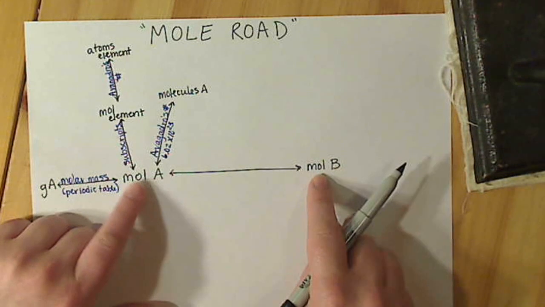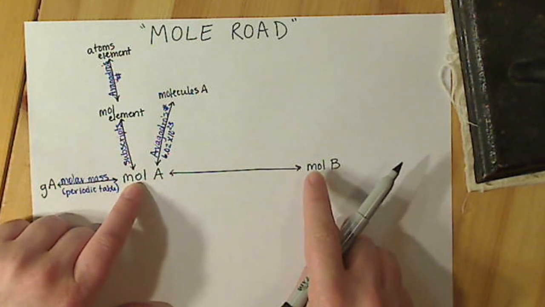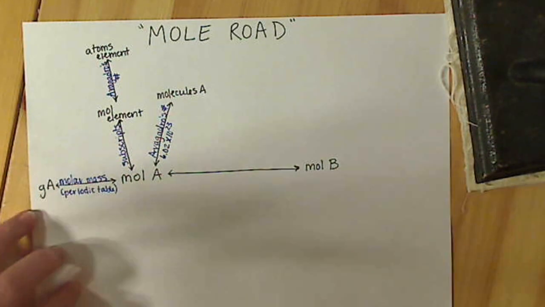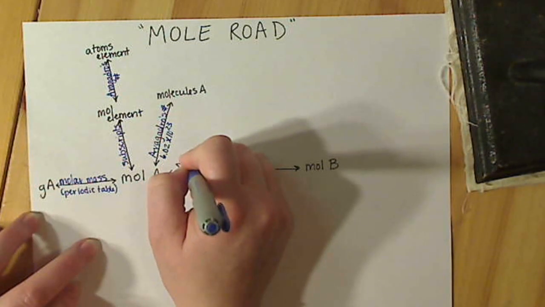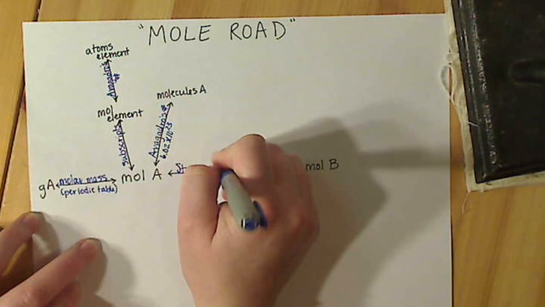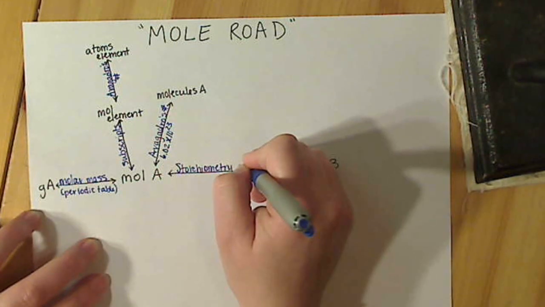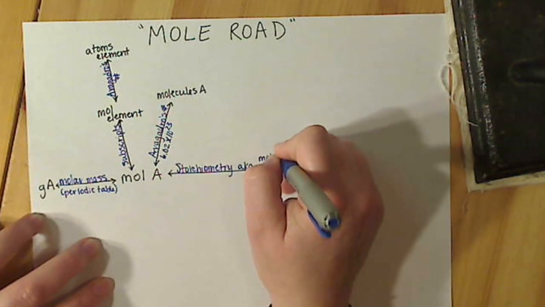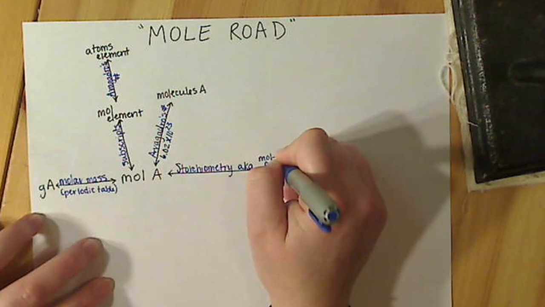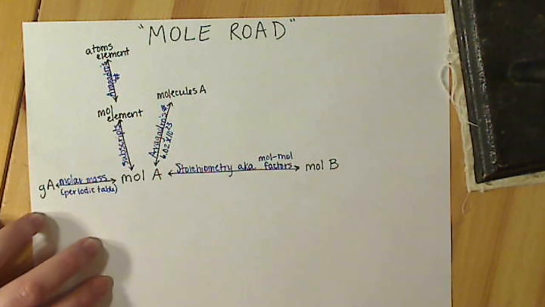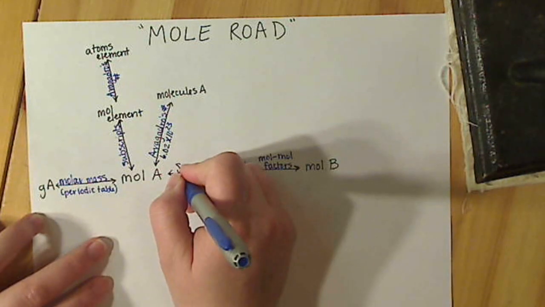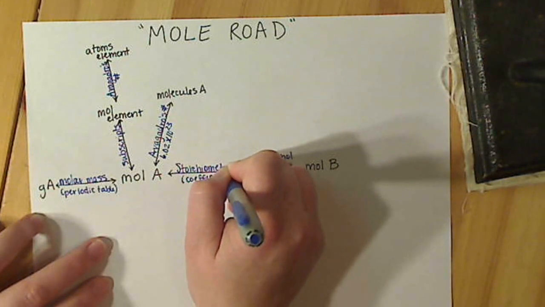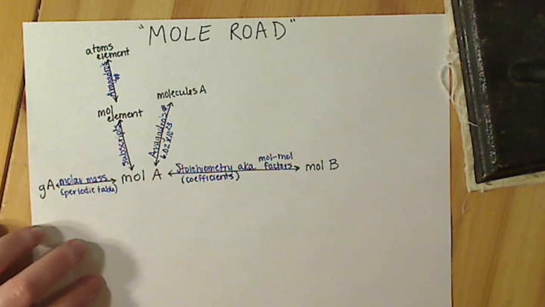The only way to do that is from moles to moles. Okay, we can only compare moles to moles. So this concept here, this conversion, we call stoichiometry. Or your book calls it, AKA, also known as, your mole-to-mole factors. And we get this conversion, this ratio, from the coefficients, right, of our balanced chemical equation.